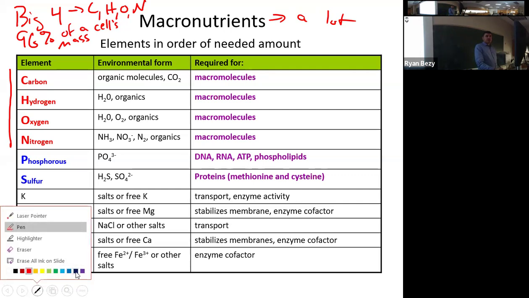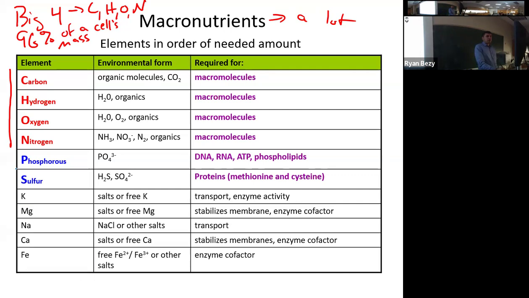The cell also needs quite a bit of phosphorus and sulfur. About 1.6% of the mass of a cell is just phosphorus and sulfur as well. Phosphorus is almost always in the form of phosphate. So I've got my phosphate here, PO4. So phosphorus is almost always in cells in the form of phosphate.